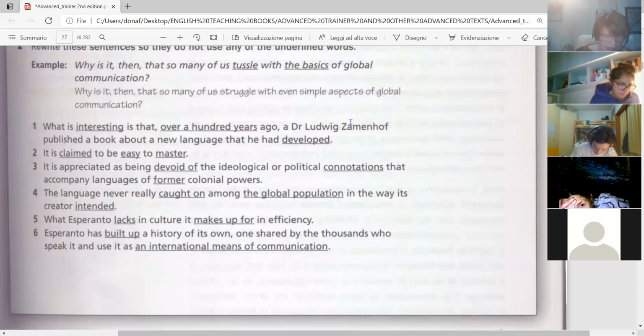Yo, Marta. Number 6, yes. Esperanto has built up, has created a history of its own, one shared by the thousands who speak and use it as a way to communicate with people from other countries. Yes, yeah, this is with expressions. Actually, there are some words that are just made for it. So Esperanto, you say, has created, that is perfect with built up.